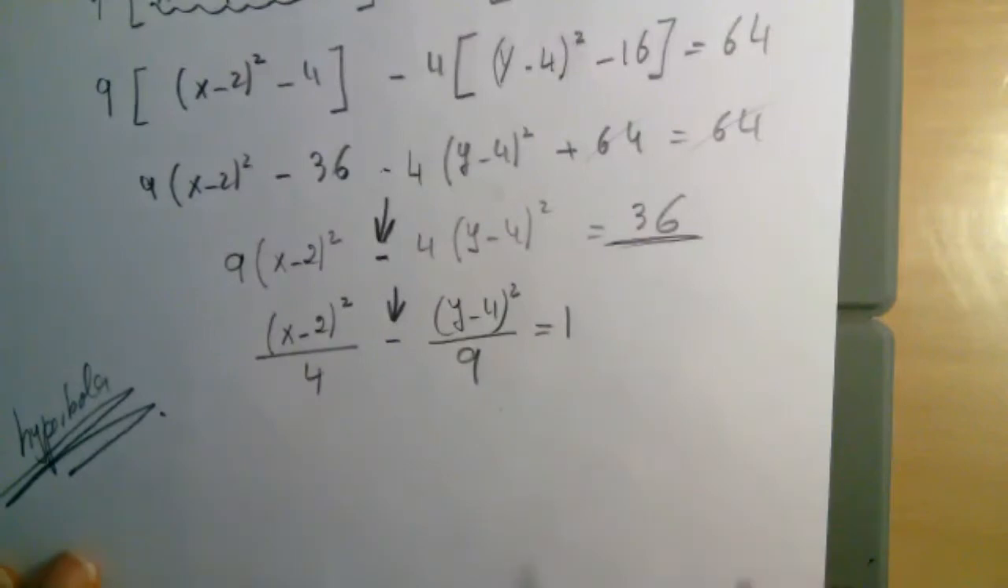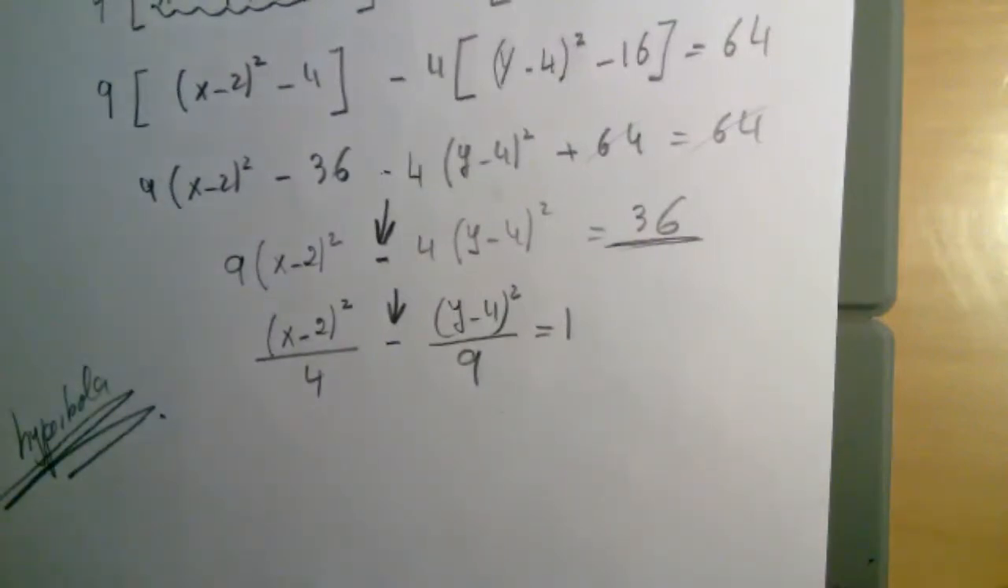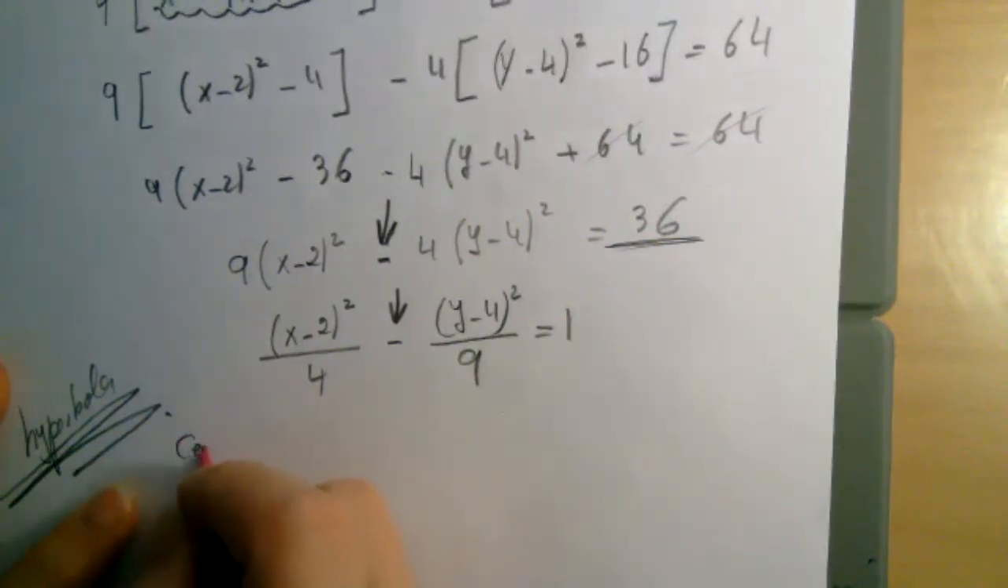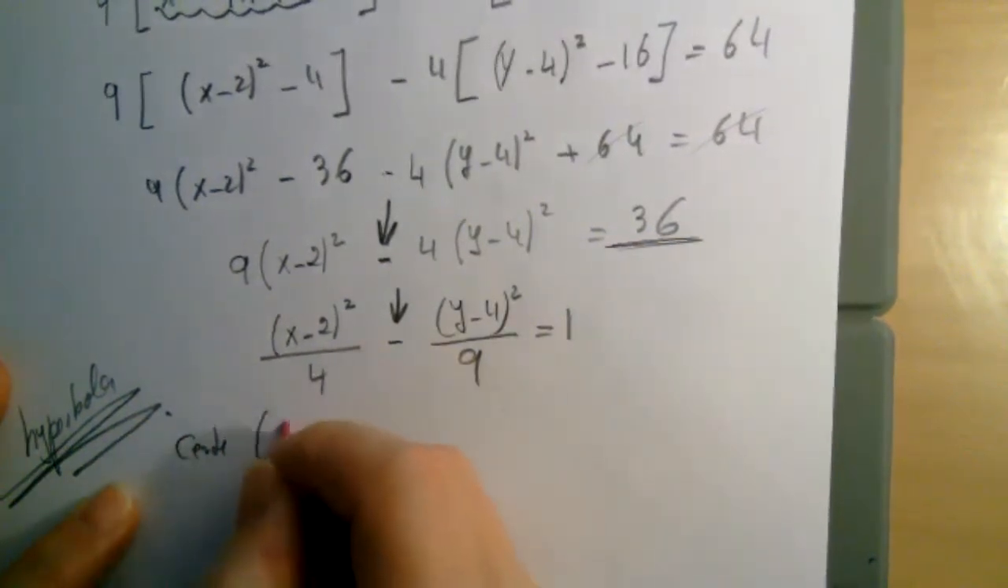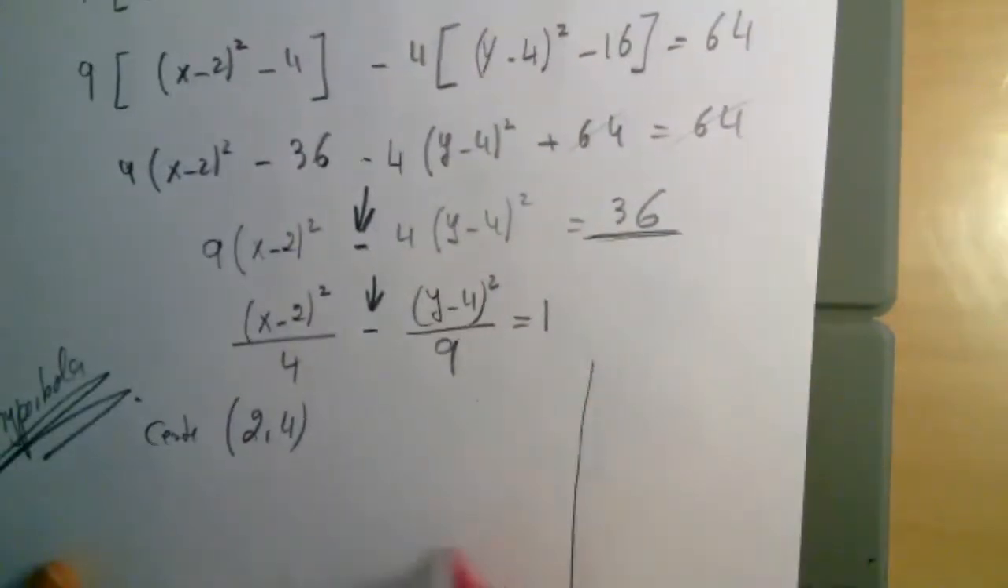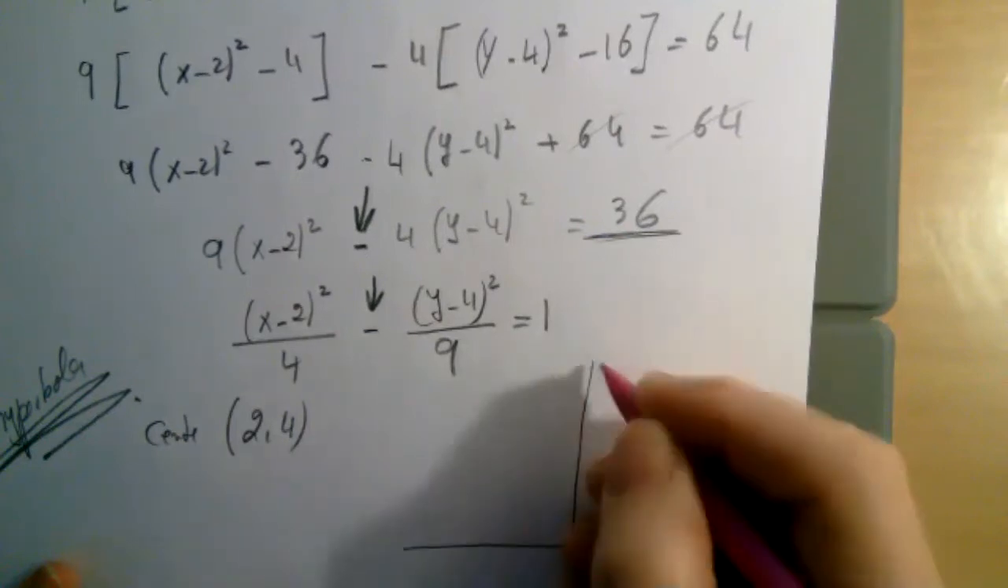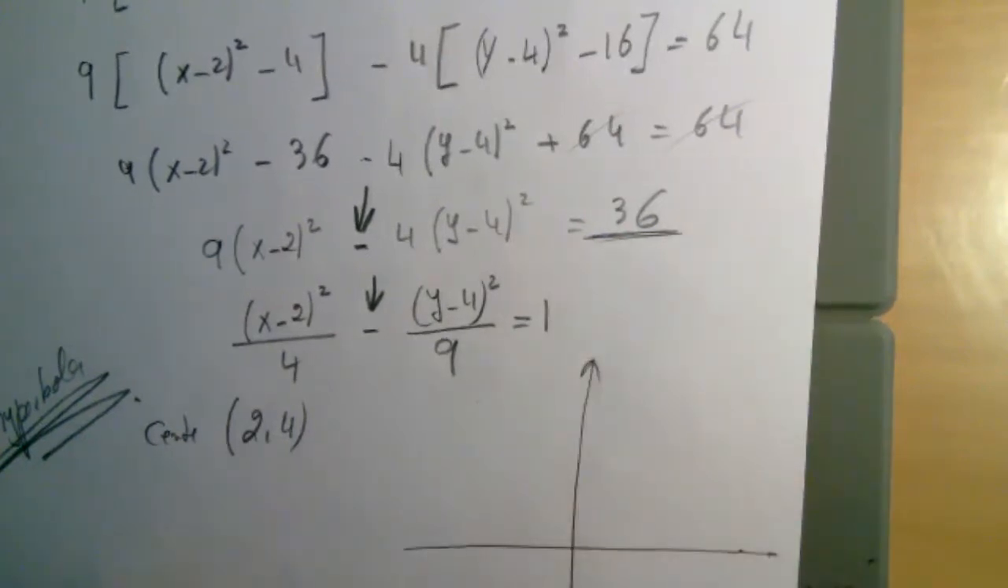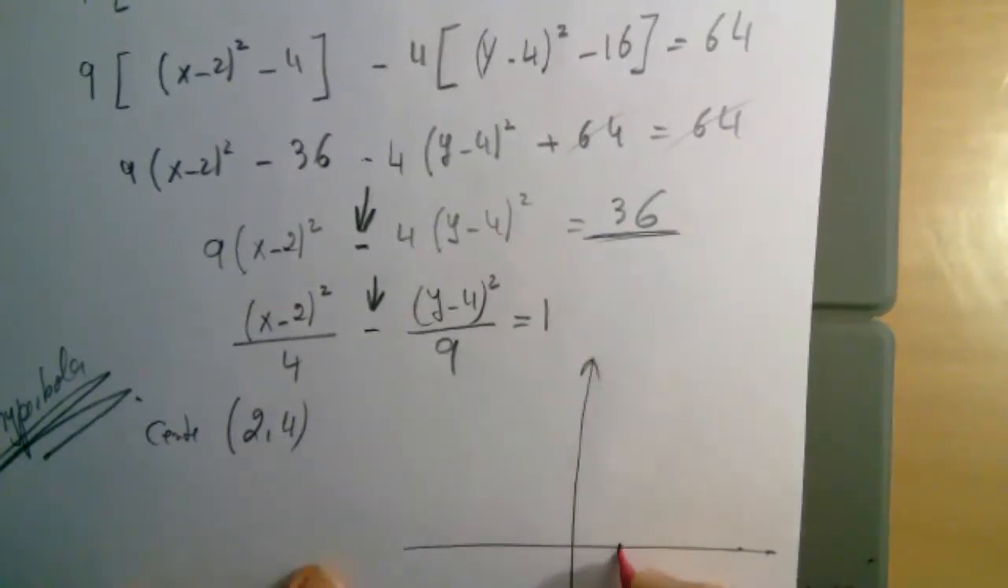So it's a hyperbola. And what characterizes a hyperbola? We need the intercepts, and we need the asymptotes, and we need the center, of course, and we need the foci. So the center is easy to pick up. It's going to be 2 and 4. And immediately I start building up my hyperbola. So it's a hyperbola centered at 2, 4. So this is a 2.